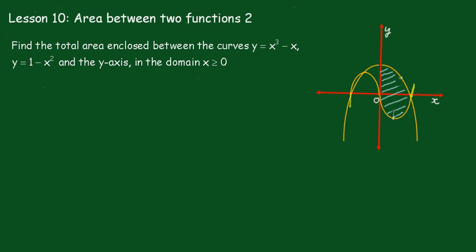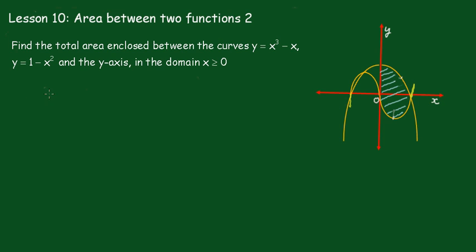Lesson 10, the area between two functions. Number 2, we have to find the total area enclosed between the curves y equals x cubed minus x, this one here, and y equals 1 minus x squared, and the y-axis in the domain x is greater than or equal to 0. So we want that area which is shaded there. We need to find this point of intersection to do that.